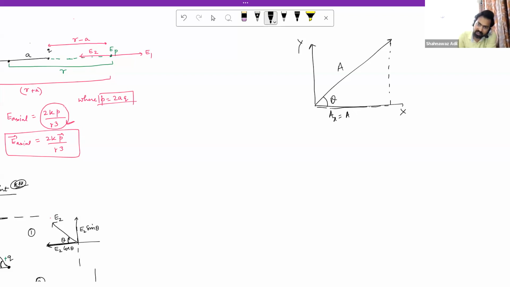So whatever side is making this angle theta, because the hypotenuse will always be fixed, right? Whatever side is making the theta, that is A cos theta, and then perpendicular to that, this is A sin theta. So this is A sin theta, and this is also A sin theta. This was the thing that we have discussed in resolution of vectors, right?